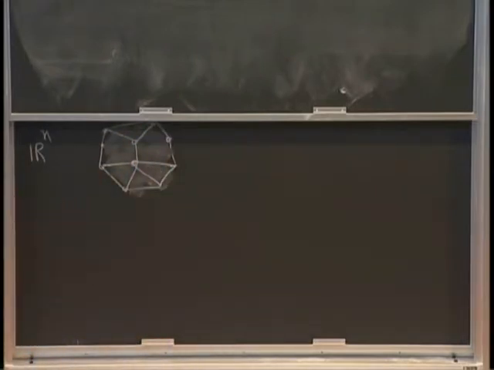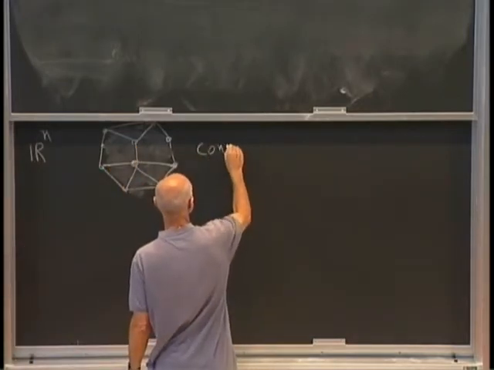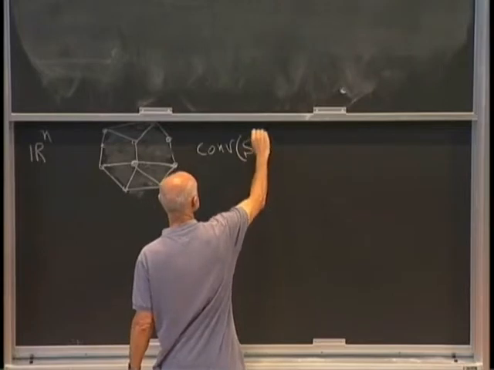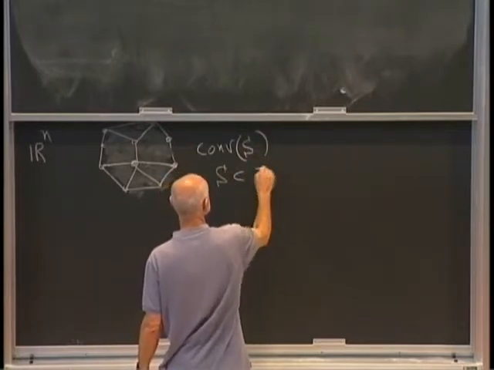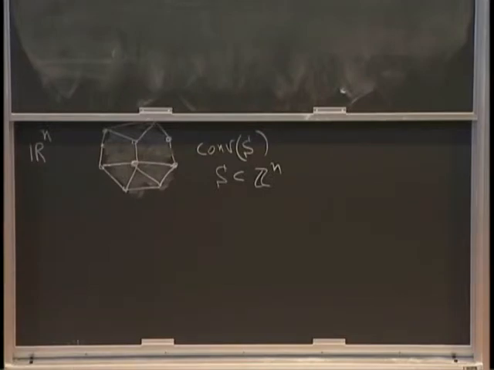This will look more like a three-dimensional thing, maybe. So the points, this is the convex hull of S. S has more points, but in particular, since this is the convex hull of S, all vertices are in S. S is a finite set in Zn. This is Rn. And now we take our matrix.